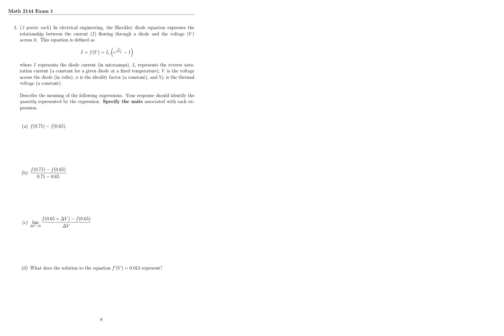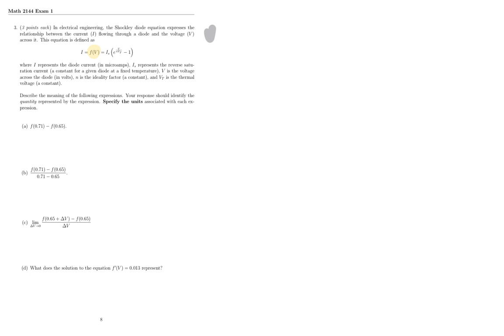Next, it says I have this Shockley equation given by that, where I represents the diode current, and I sub S represents the reverse saturation current. So describe the following expressions, specify the units. One thing you want to look at is what are my independent and dependent variables here. This part right here is a big clue. It's telling me that the independent variable is V, which is the voltage.